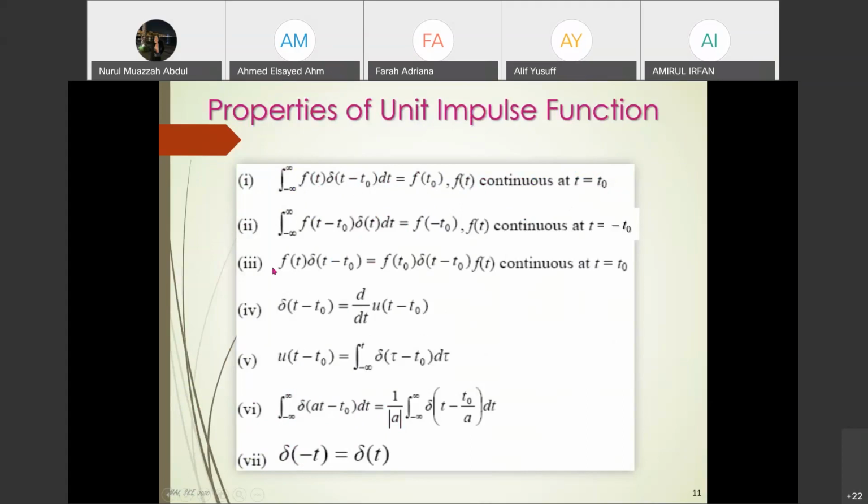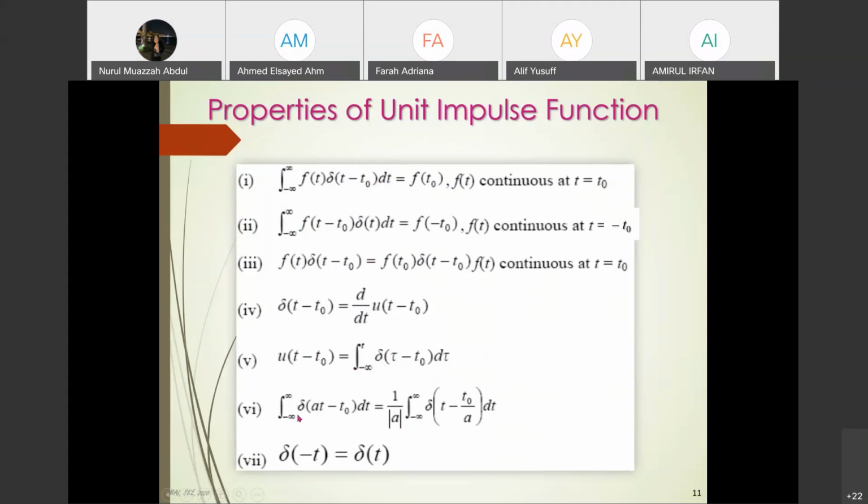I don't want to read them one by one. The example I put here is based on a final year question. So you just need to know how to use this function. For example, if you integrate the multiplication of ft minus t naught, which is any function that has shifted by t naught, multiplied by delta t, it is equivalent to f minus t naught. Number 4, delta t minus t naught is equivalent to d over dt of ut minus t naught, the differentiation of ut minus t naught. Vice versa, ut minus t naught is equivalent to the integration of delta t minus t naught.